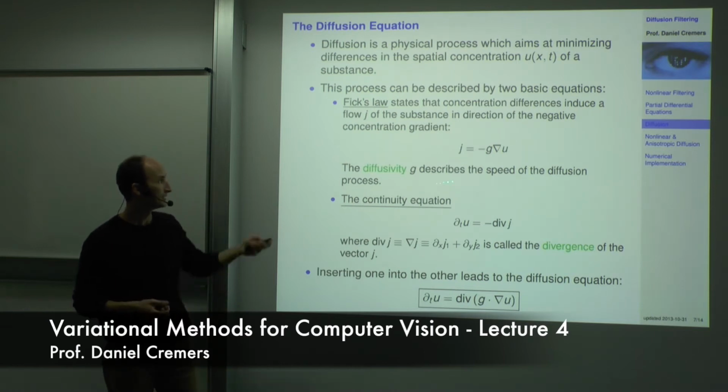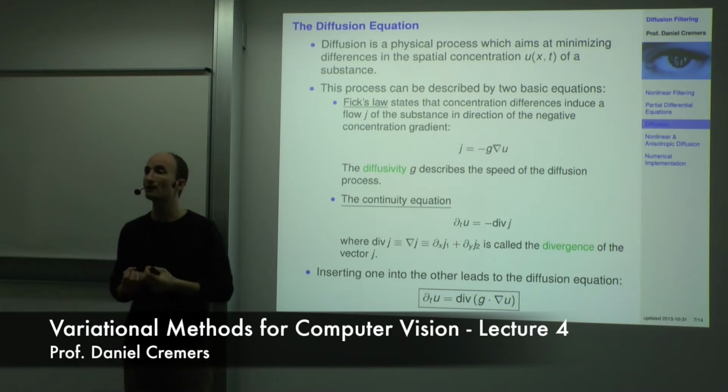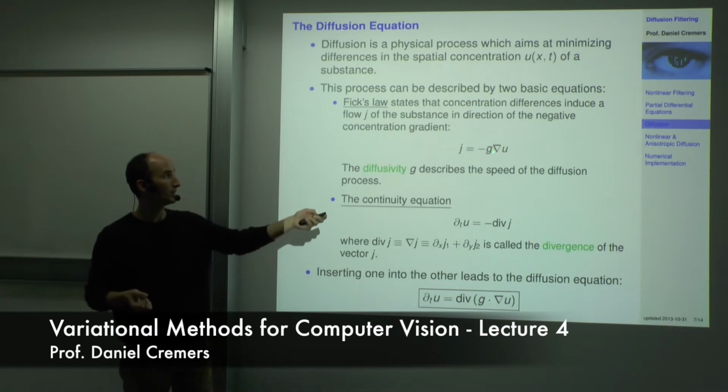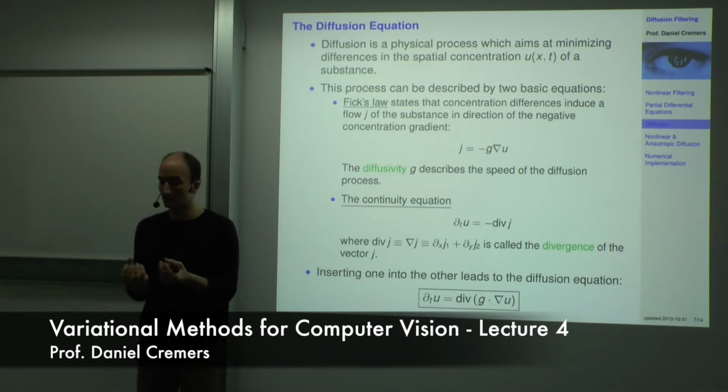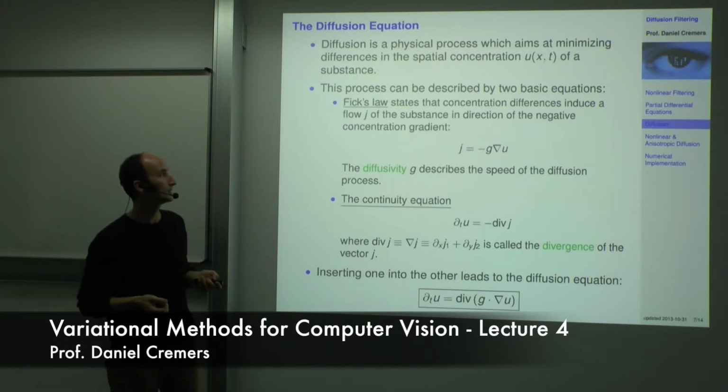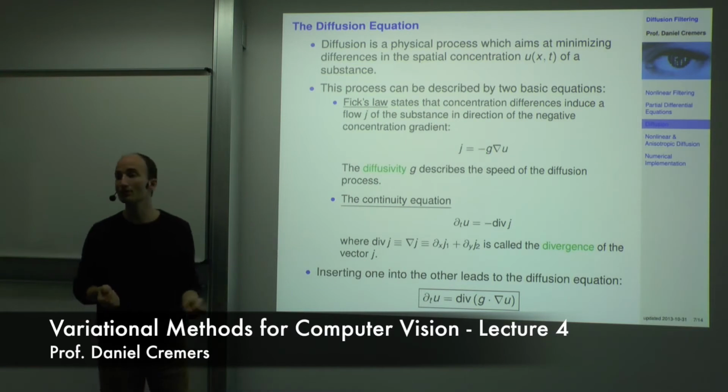And that G is the diffusivity. It basically tells you how fast a substance diffuses. And that is in many ways material dependent. There are substances, liquids where some substance diffuses very fast. There are liquids where the substance diffuses more slowly.